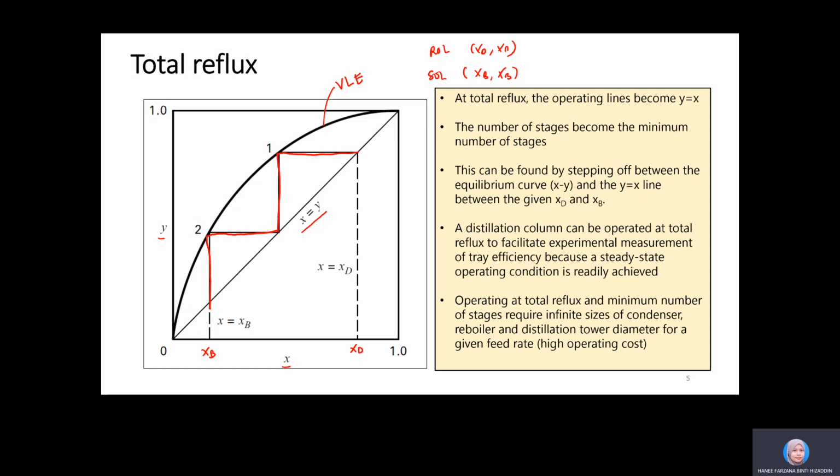Okay, but the point here is, if you want to calculate the minimum stages at total reflux using the graphical method, you plot the y equals x line combined with the VLE line, then specify x_D and x_B, and simply step off the stages from x_D to x_B to determine the minimum number of stages.